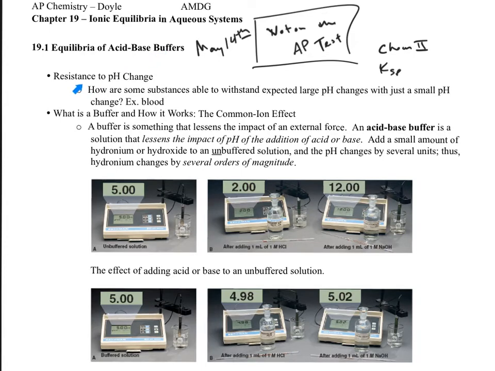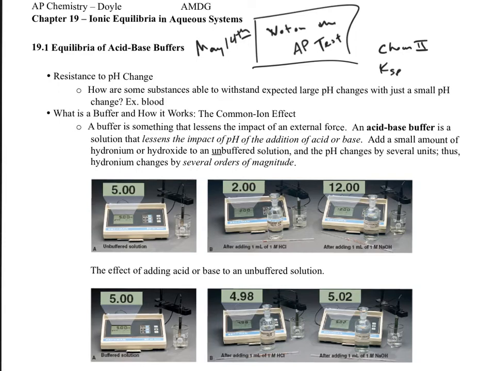So what is a buffer? Well, it's going to be something that is resistant to pH change. So how are some substances able to withstand expected large pH changes with just a small pH change? For example, your blood has a very specific pH, and even if you introduce a considerably strong acid or strong base to it, it actually takes quite a bit of work to get it to deviate from that pH. It's because your blood has a buffer system in it that keeps that blood at a particular pH, or as close to it as it possibly can. So it's a way of resisting pH change.